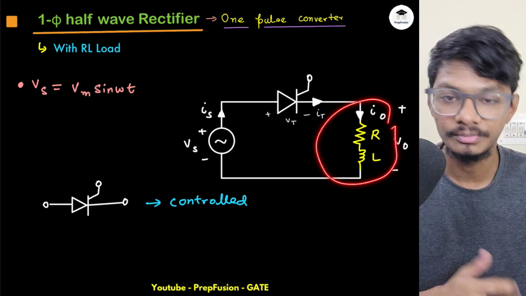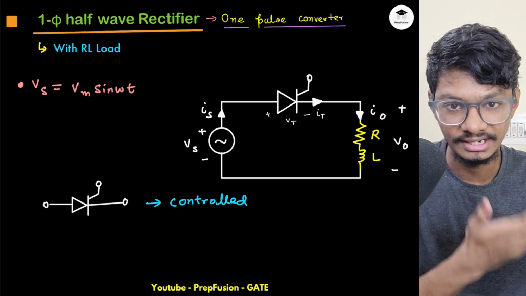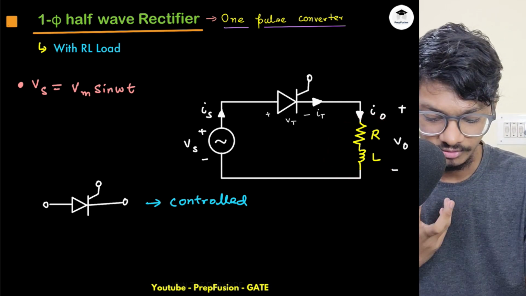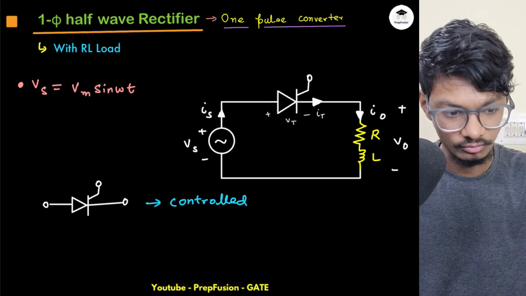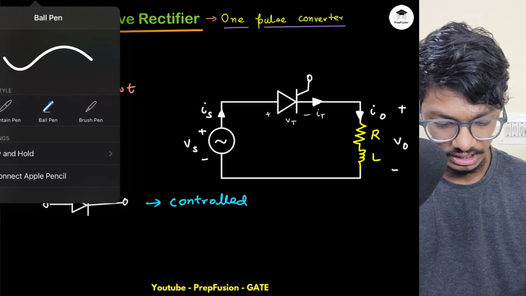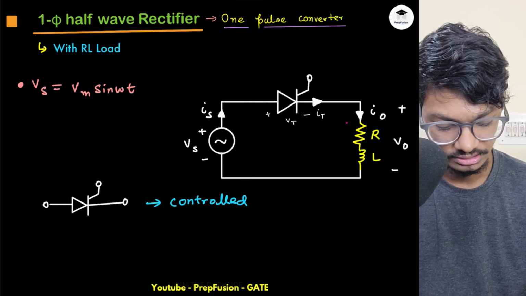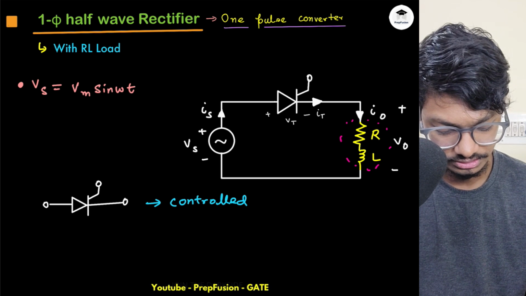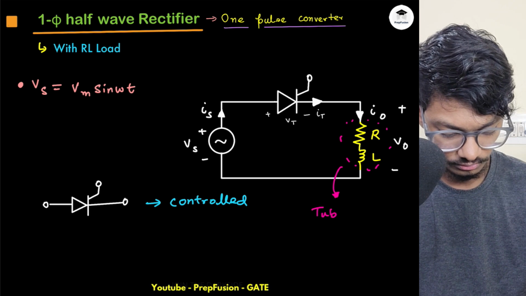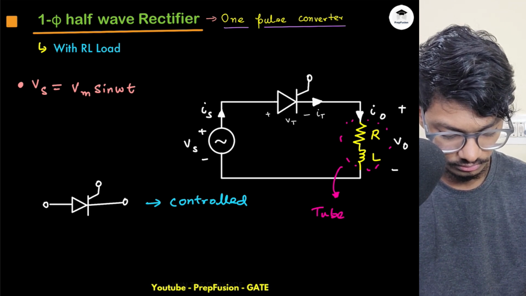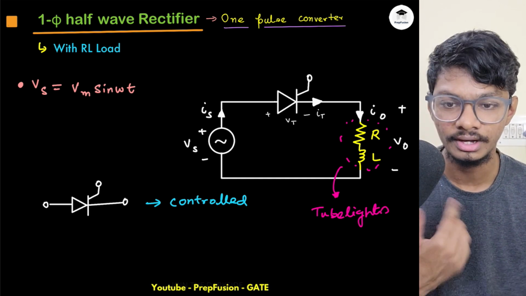Now what is an example of this RL load? If you want to understand practically when an RL circuit is used, in your homes you have tube lights, white tube lights. Those tube lights are sometimes assumed as RL loads. So this is one example of an RL load.